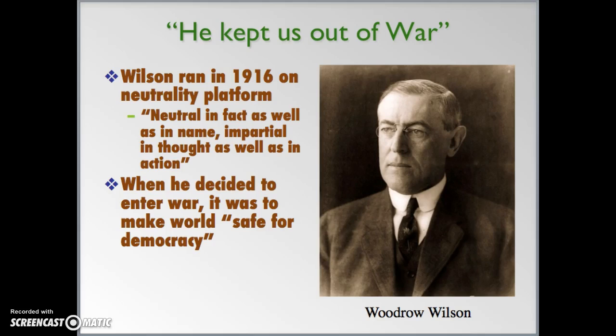Wilson's running on a platform of neutrality. So Wilson gets elected in 1912. He runs for re-election in 1916. And he says, I'm going to keep us out of war. When he decides to enter the war, he says he's making it safe for democracy. Woodrow Wilson is an incredible idealist, right?